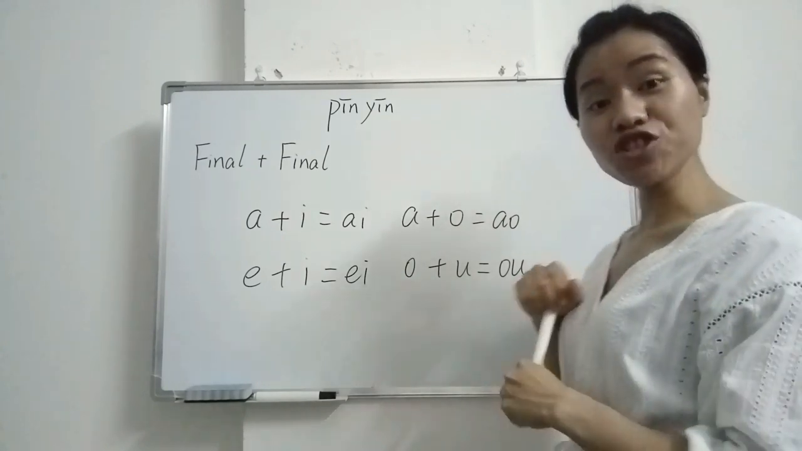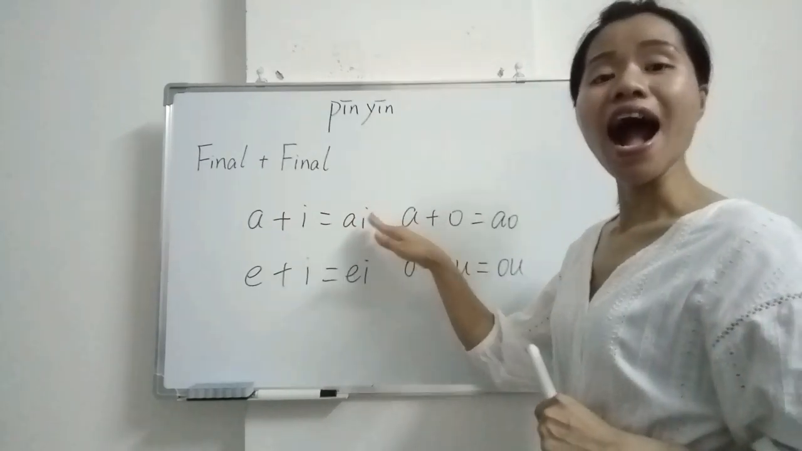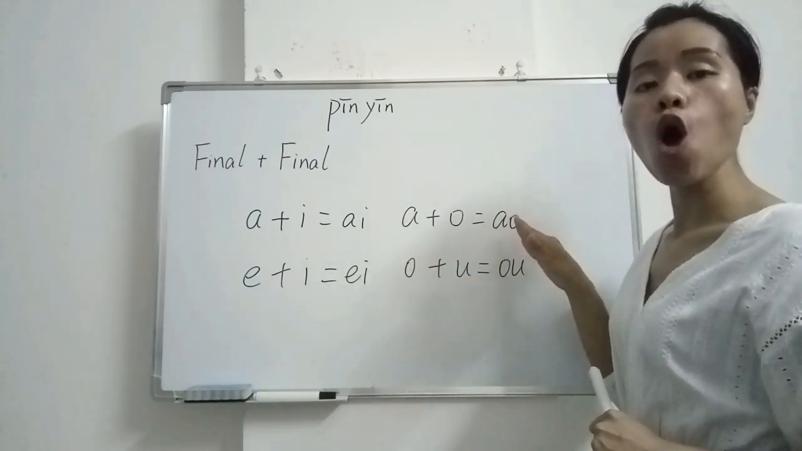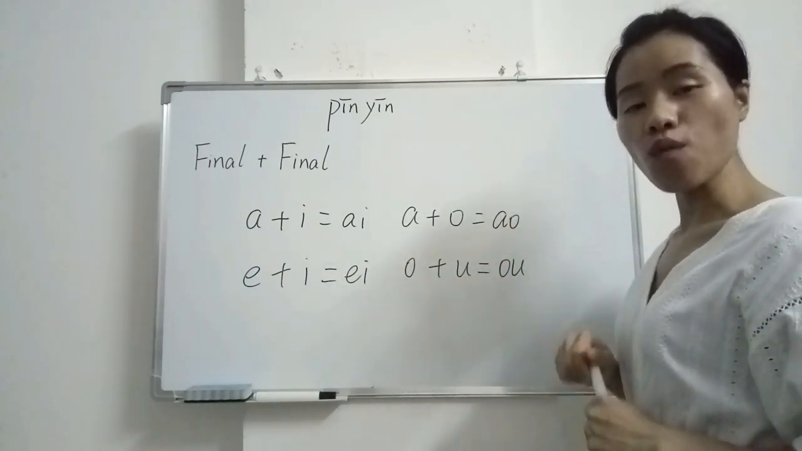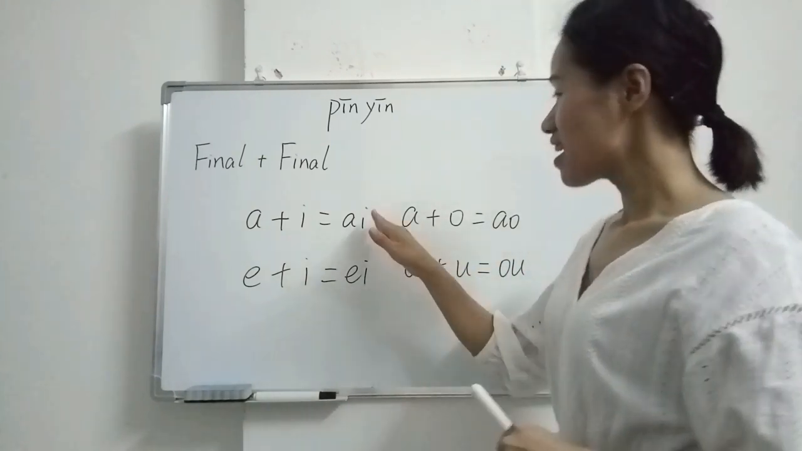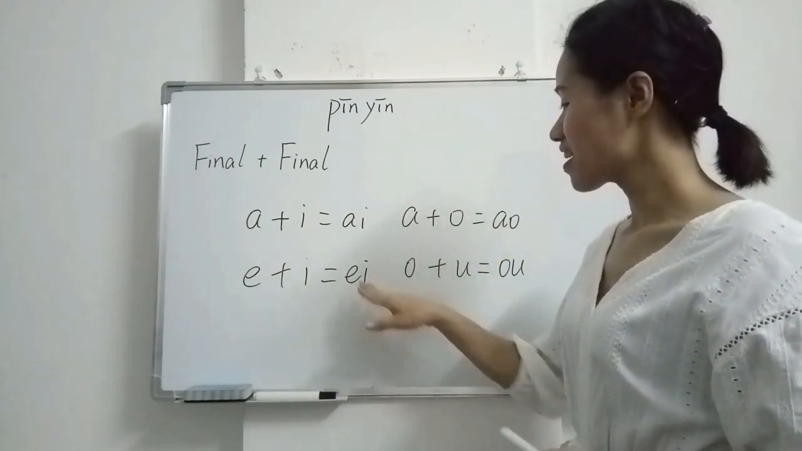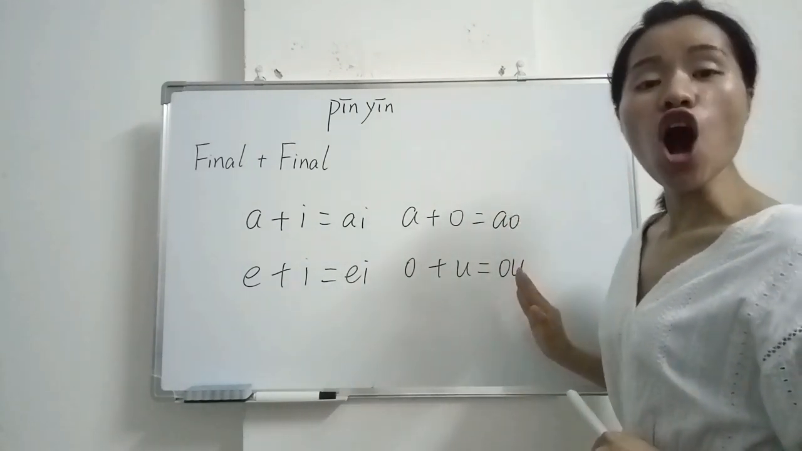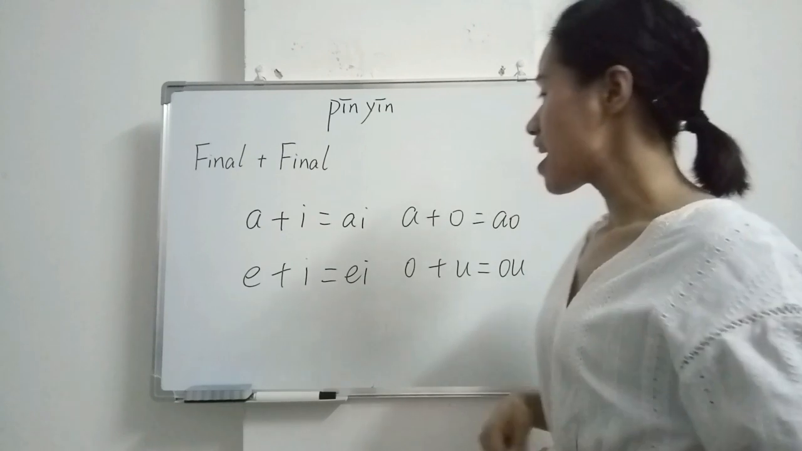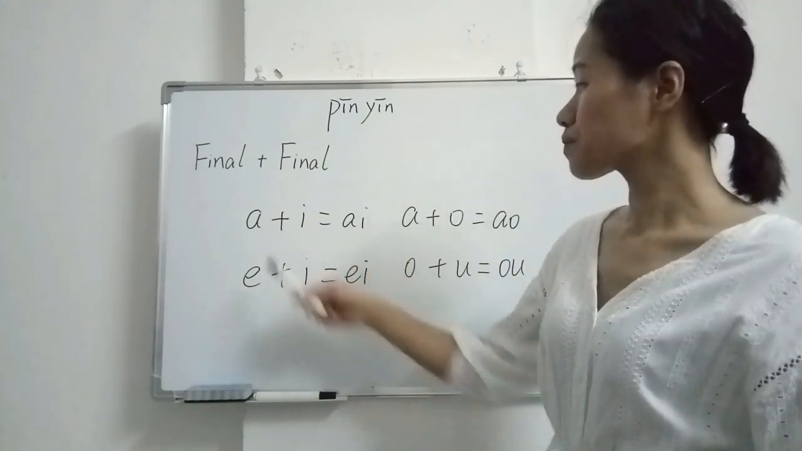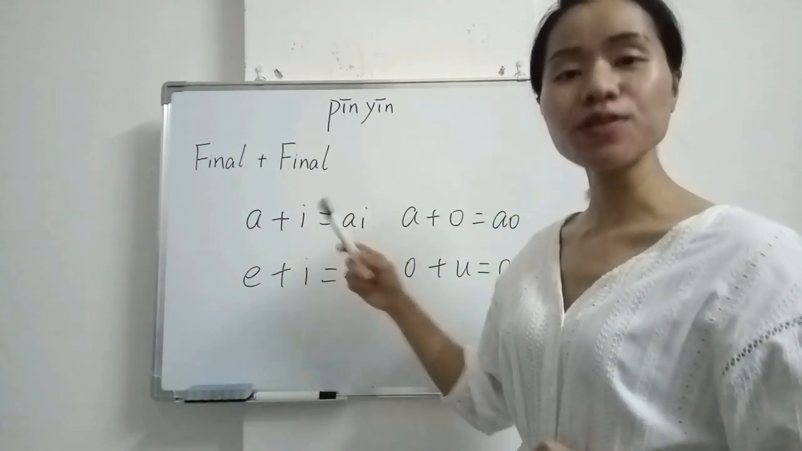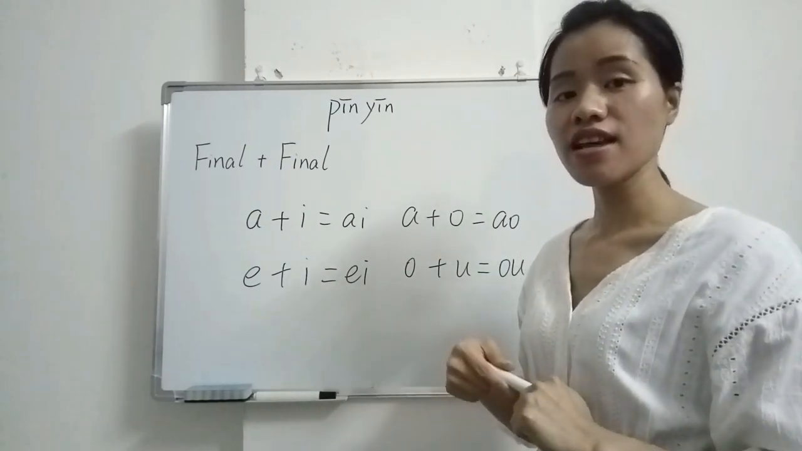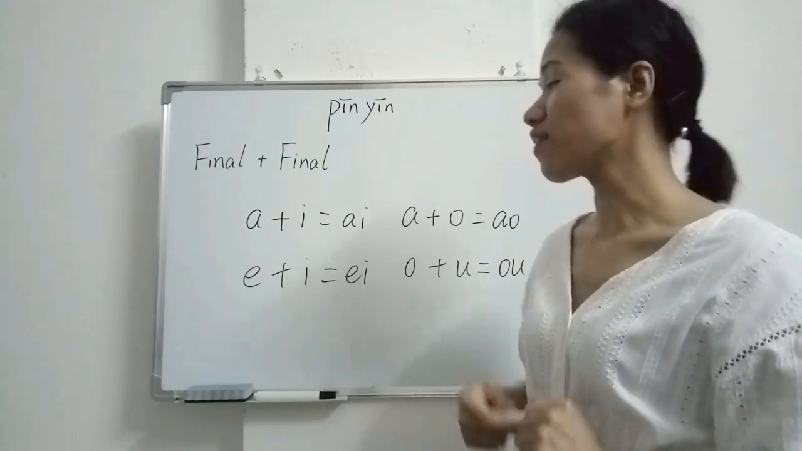1, 2, 3, 4. Okay, let me check. Wow, good memory. Okay, this one, ai, a, o, o. Okay, good. And ai is a plus e, right? First we pronounce slowly and then pronounce quickly. Like this.